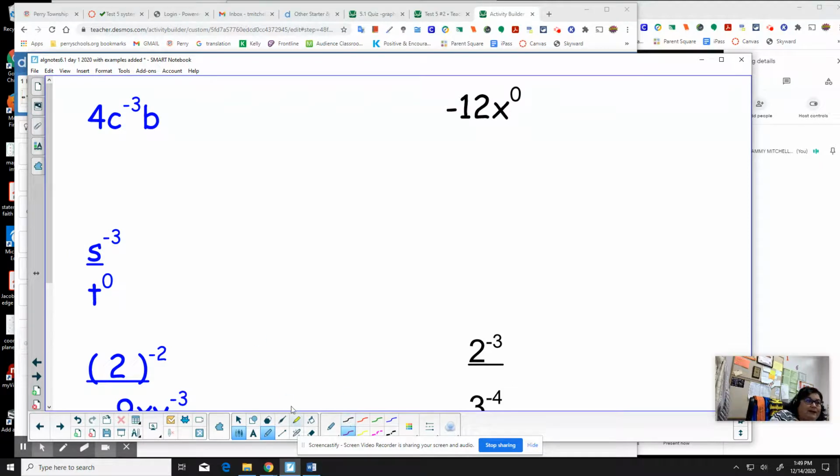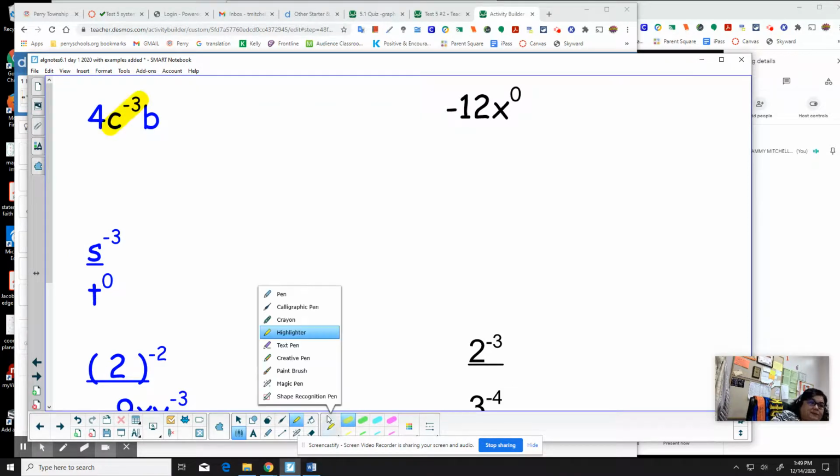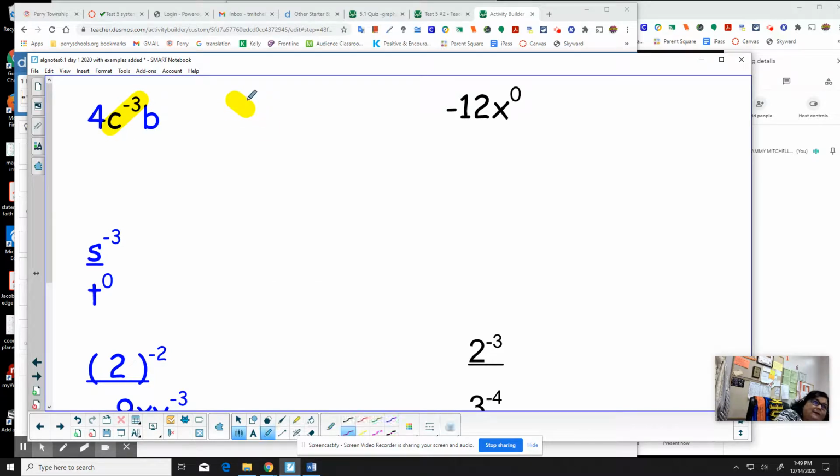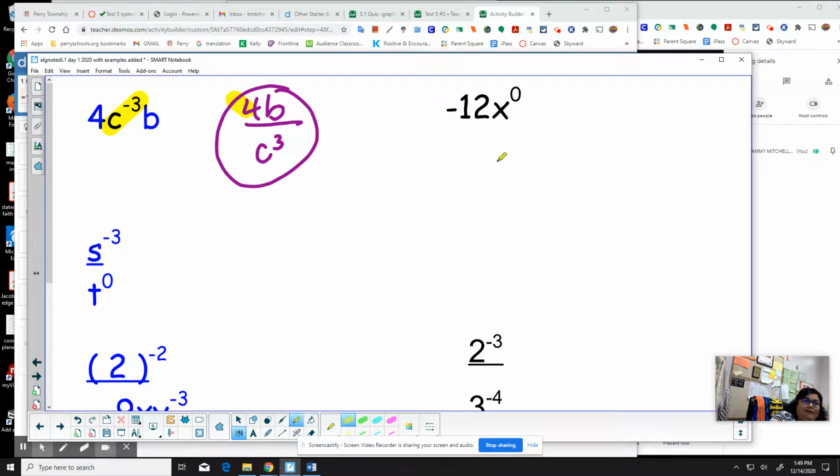First one, I've got an unhappy C. So he goes to the bottom. 4 and B stay up top. Can't write with a highlighter. C to the third goes to the bottom. Here I have x to the 0. That's not unhappy. It just needs evaluated. X to the 0 is 1. So negative 12 times 1 is negative 12.